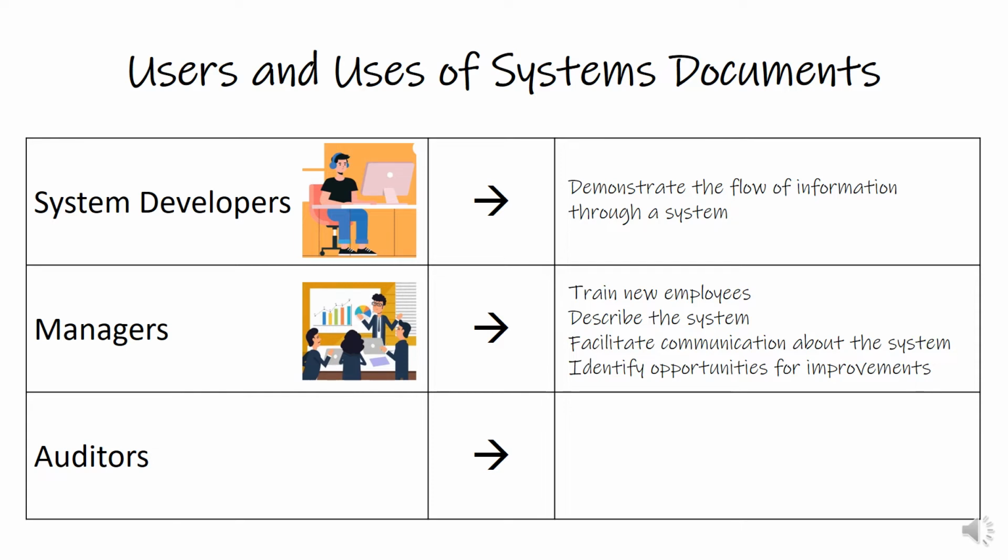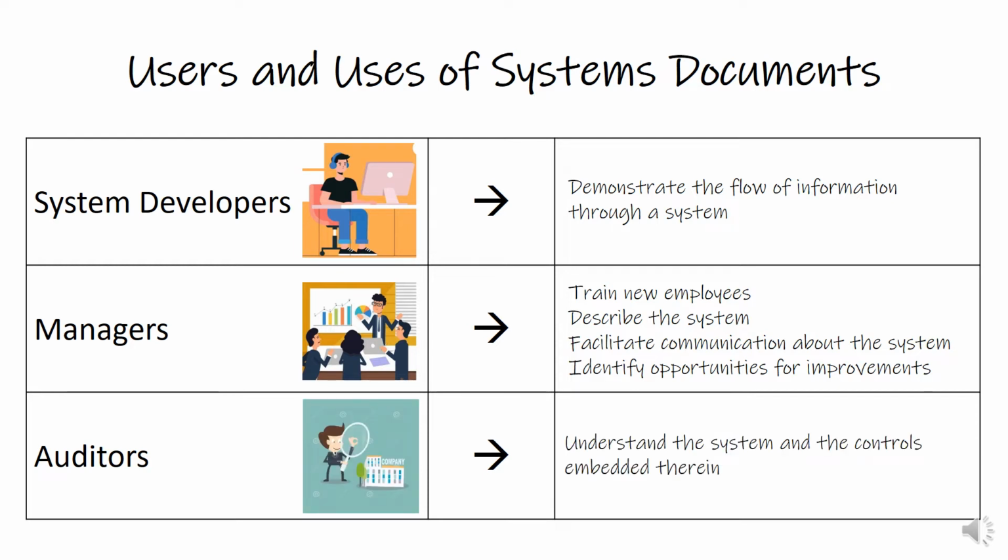The third primary group of users of systems documents are auditors. Following the Sarbanes-Oxley Act of 2002, auditors were required to understand the system and the internal controls embedded within the system. Auditors may create systems documents or use the systems documents already in place to meet this purpose.